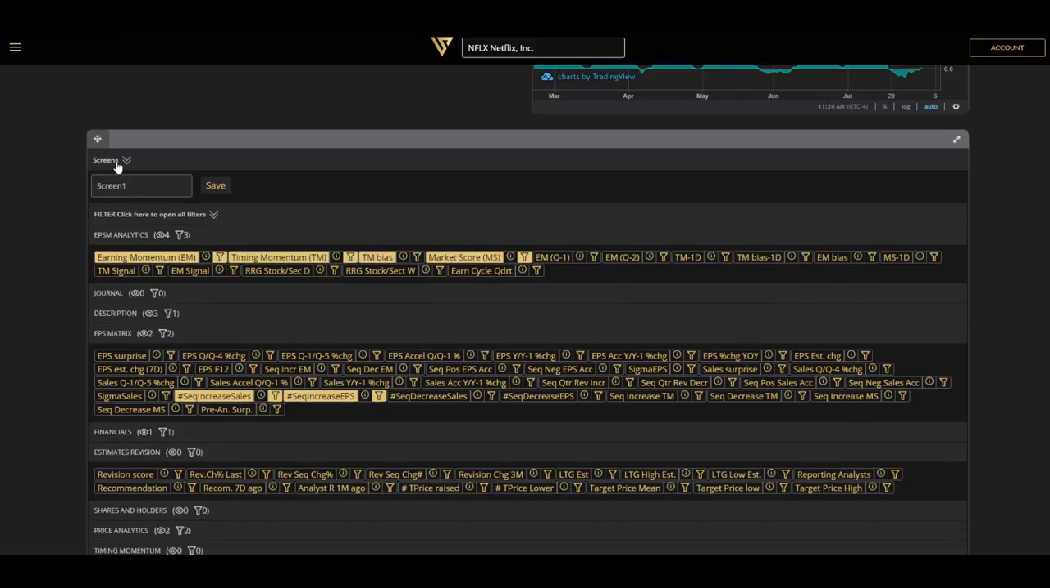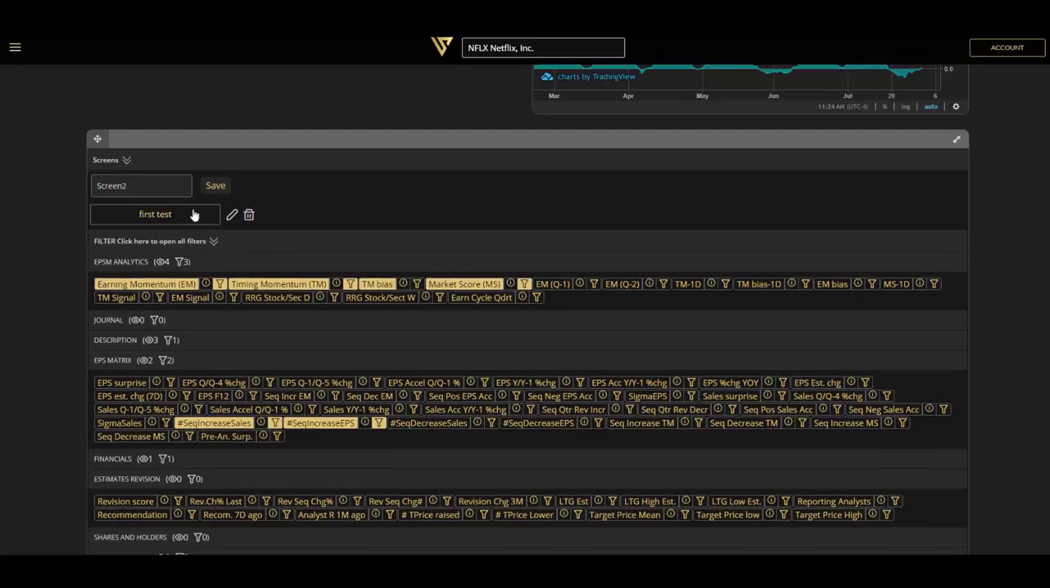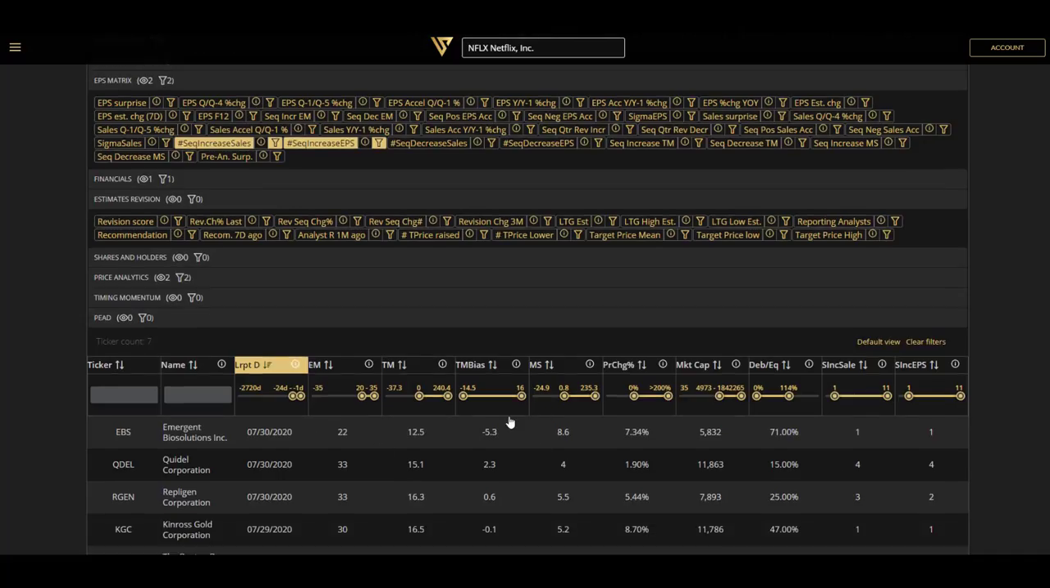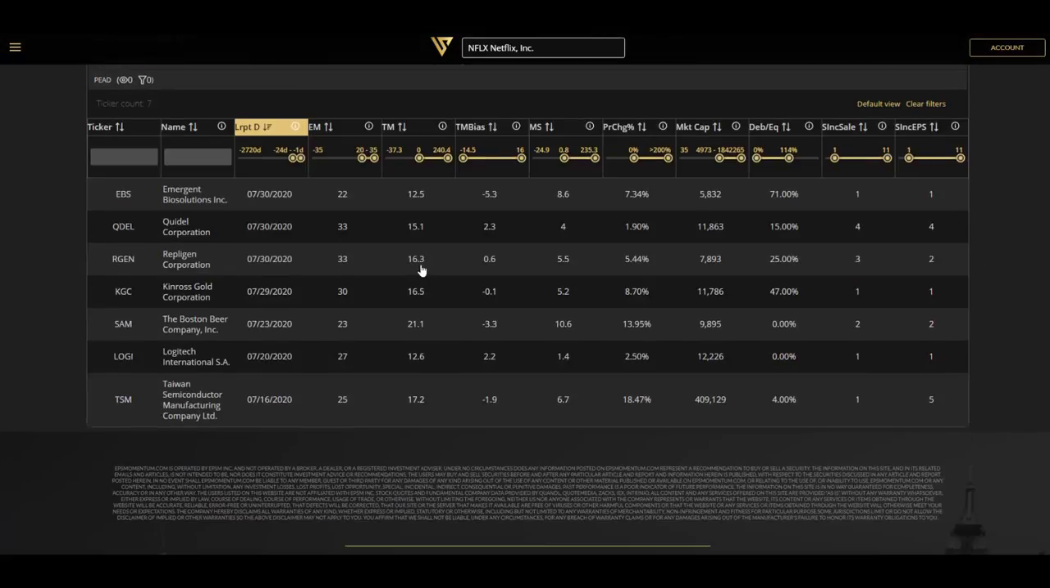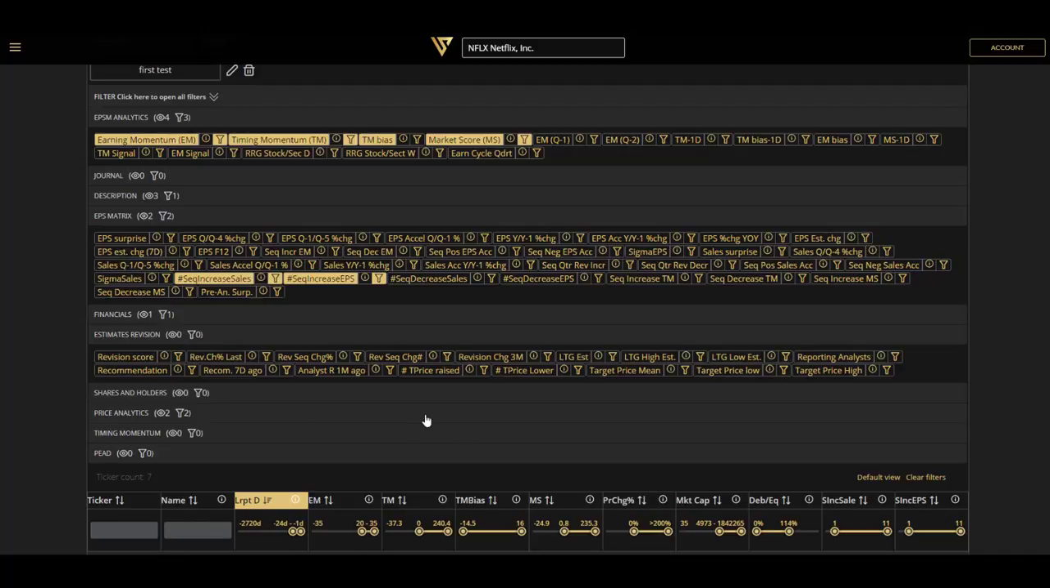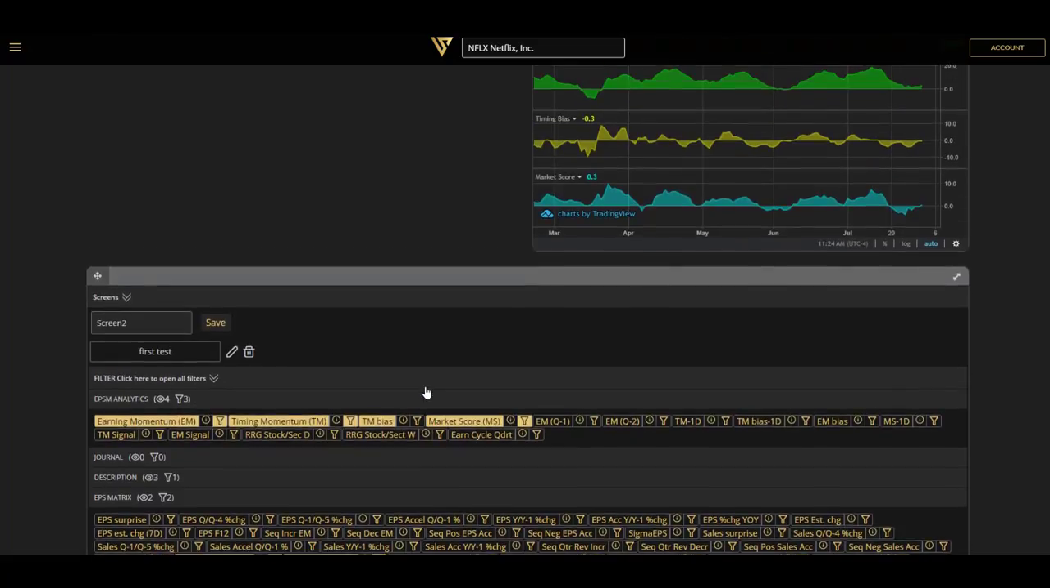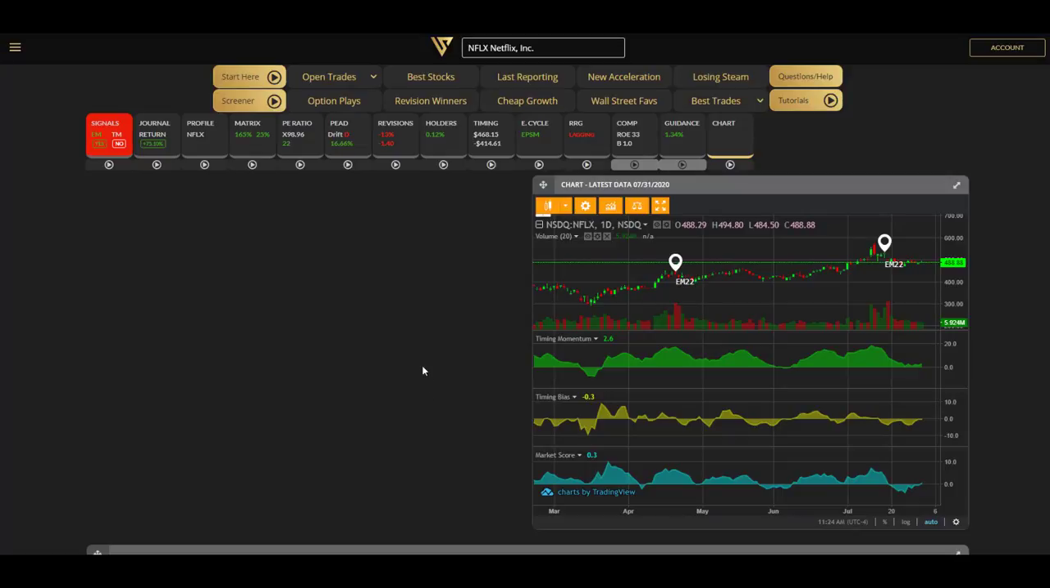But what you can do is you can go in screens and click on save. You can call it first test. Click on save, and now it's saved. So every time you come back, you can click back here and run your screen. That's it for the screener. So lots of things to find out in the screener. Some of those fields are extremely powerful and leading indicators as to where the stock is going. So watch the other videos on the screeners to see how you can best use that.